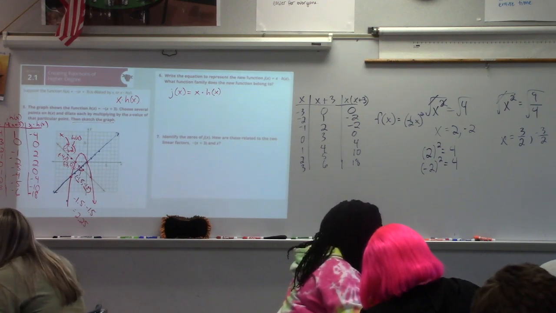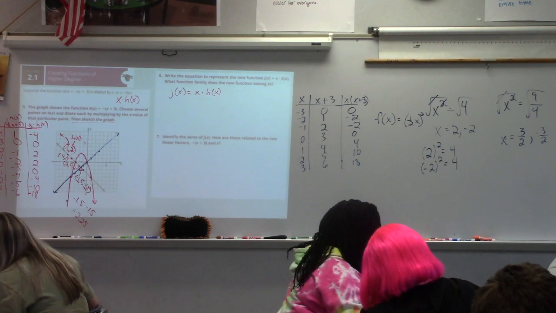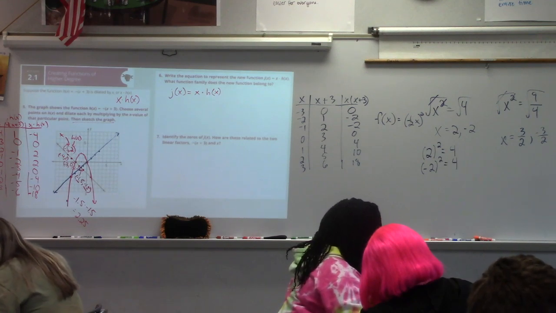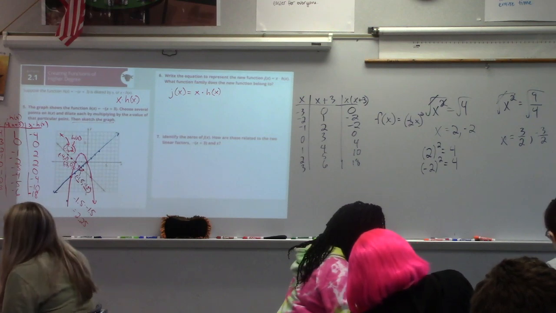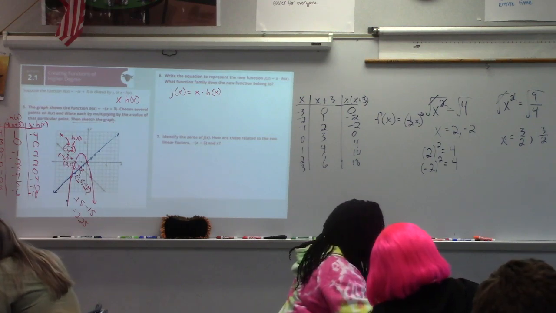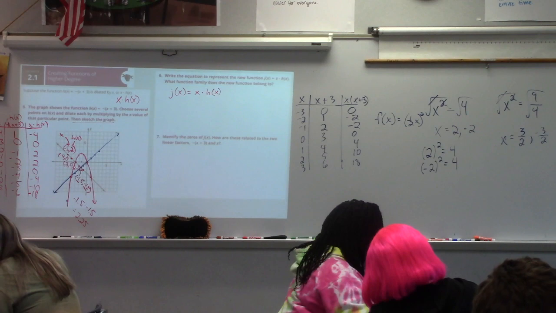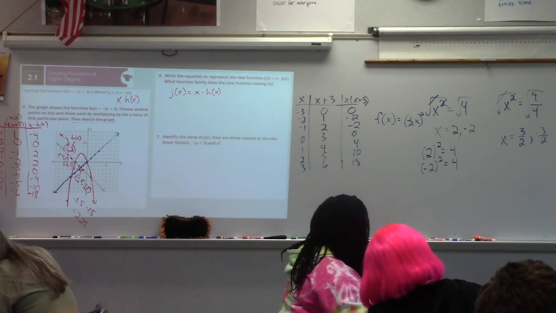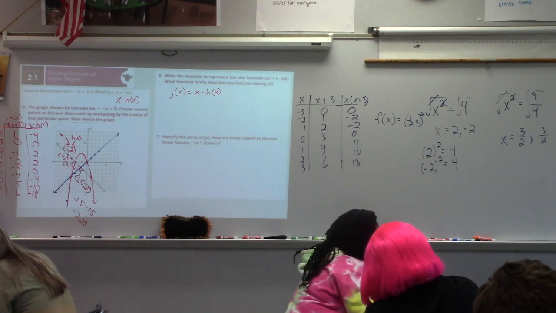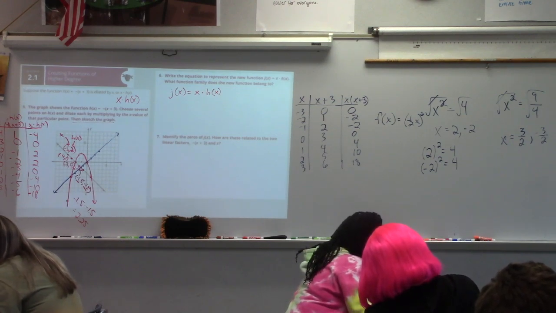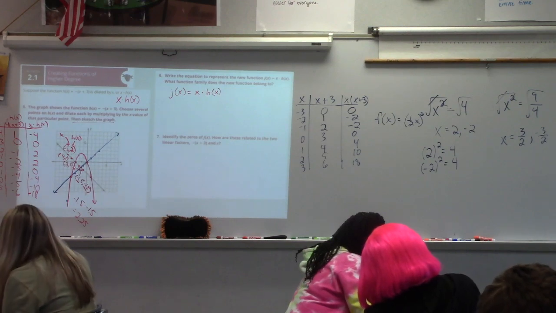Literally, from the very beginning, they said h of x was negative parentheses x plus 3. Now we're going to talk more about that in a second. But that's all you have to do. And we'll talk about how that connects to what you did. What you did is correct, but it could have been easier.